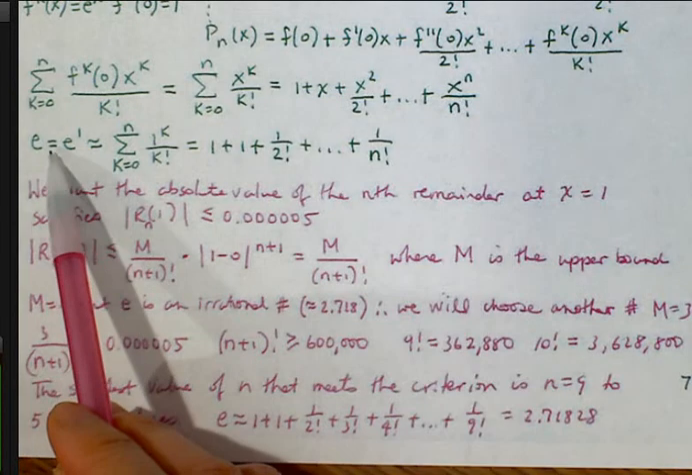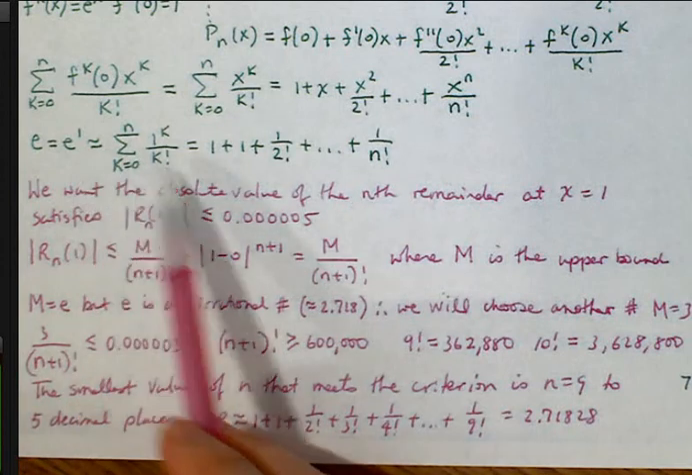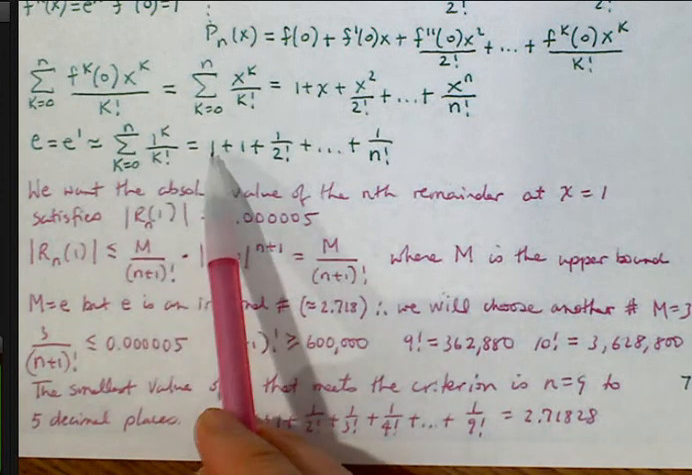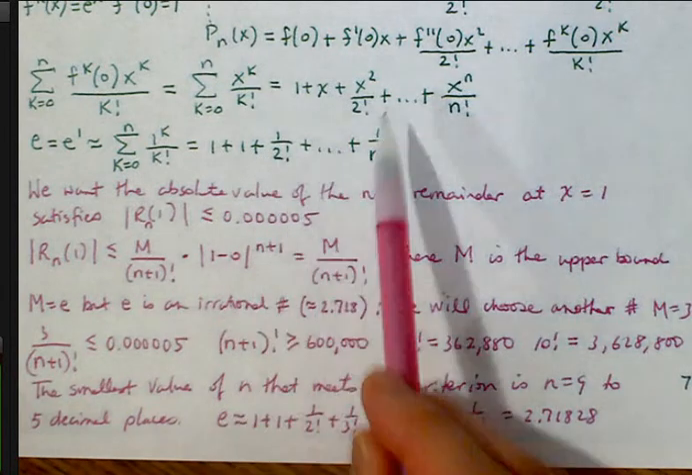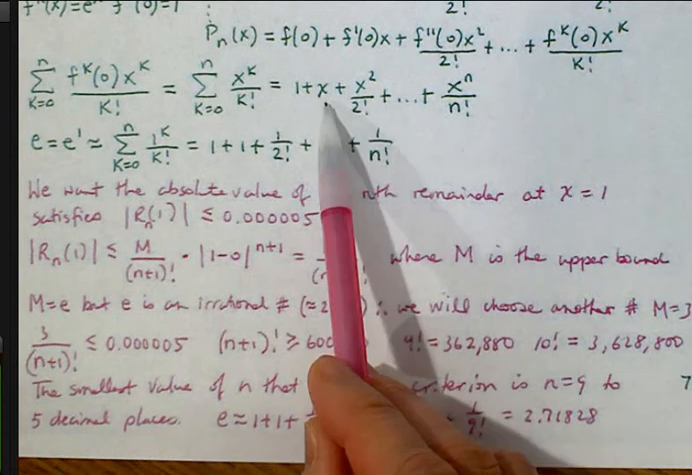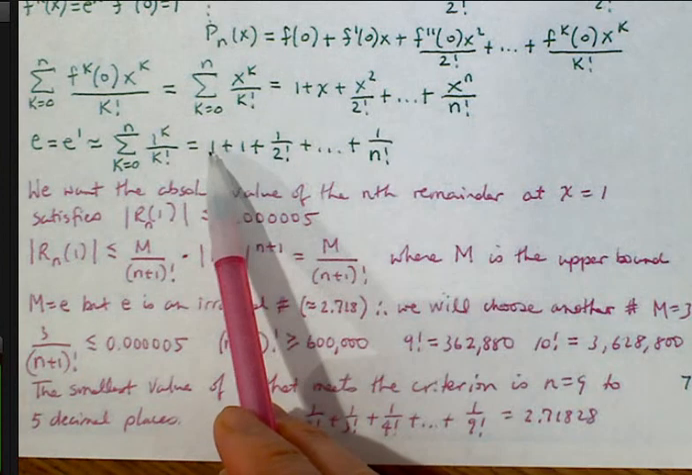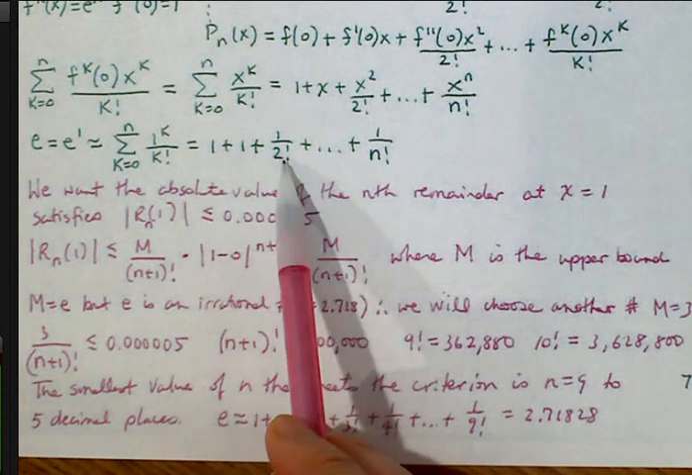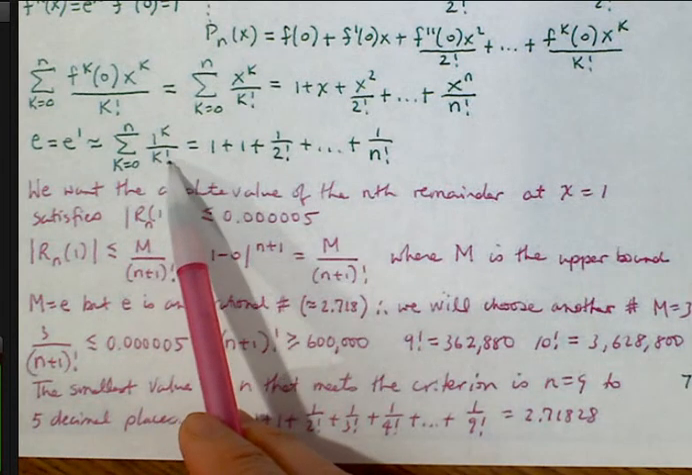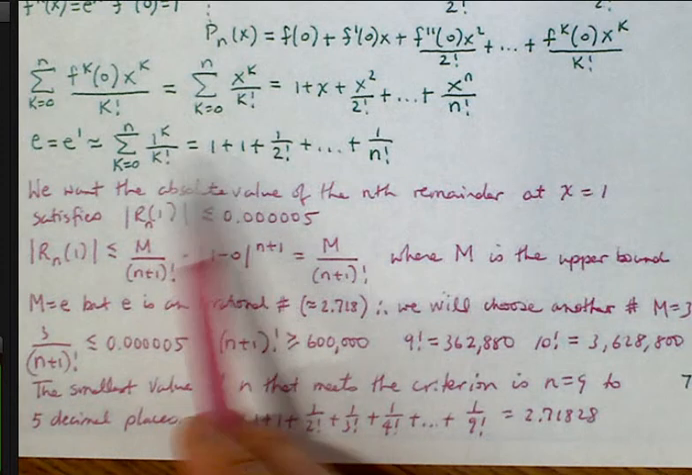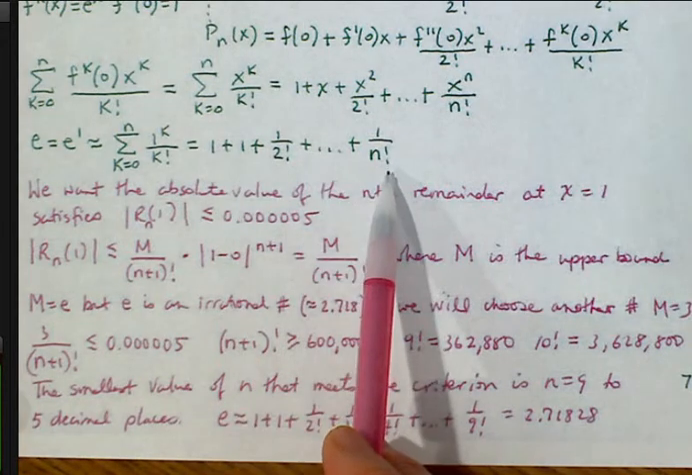So e is equal to e to the first power, and that is approximately going to be 1 plus 1 plus 1 over 2 factorial. So I'm just placing the values in here for right now. Okay, so I have 1, and then I'm going to put in 1 plus 1 over 2 factorial. So I'm starting at 0, right? So 0 factorial is 1, and then it's 1 over 1. And then 1 factorial is 1, and so that's how I get 1 here. And I'm going to go all the way to n factorial.